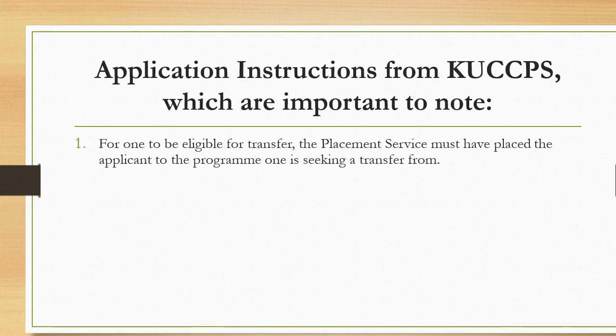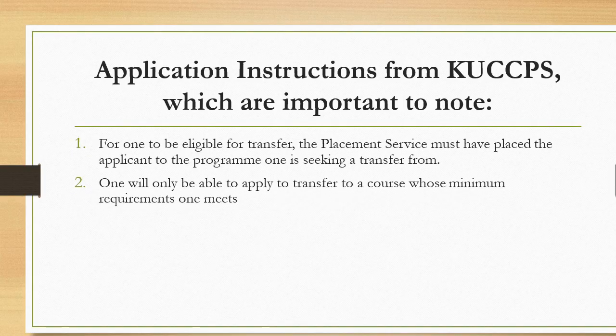You should be eligible for transfer, right? So you need to have been placed on the program which you are seeking to transfer from, which is very, very important. One will also be able to apply to transfer to a course whose minimum requirements you meet. This is ideal because if you don't meet the requirements, you can't proceed to the next step, right? So you have to meet those particular requirements. For example, you can't move from a course which required cluster subjects with a C+, and you want to move to a course which requires a B+.